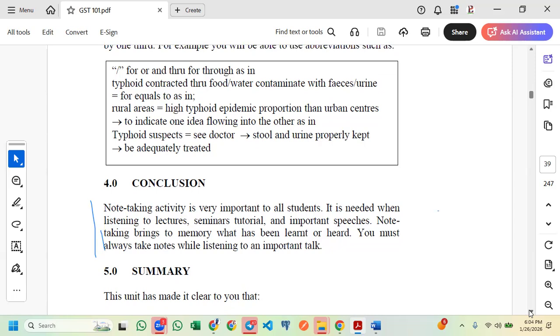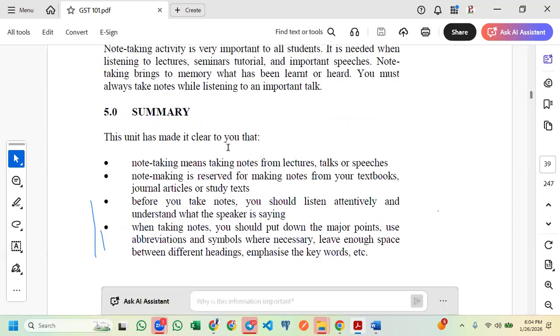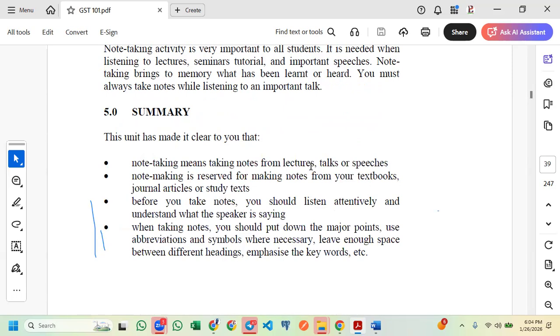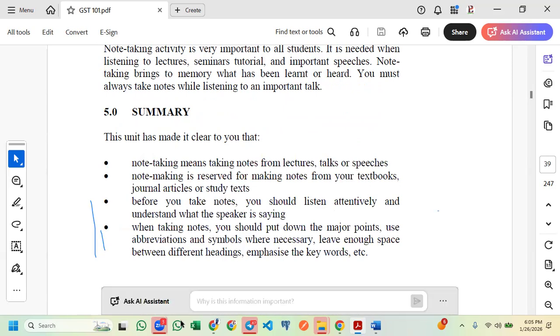So in summary, this unit has made it clear to you that note-taking means taking notes from lectures, talks, or speeches. Hold on, just hold on a bit. We'll round up now. Let's take that summary. It's very important. That is your take home today. We started from note-taking, the definition.